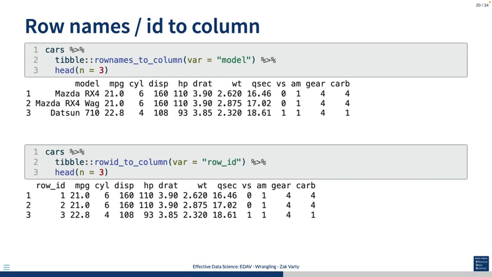There's a similar function from tibble that adds the row ID of each observation as a new column, and that can be particularly useful when you're trying to order or combine tables.